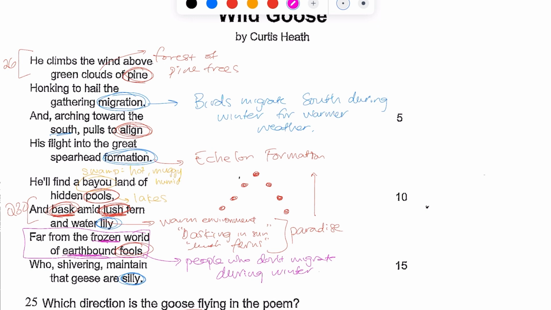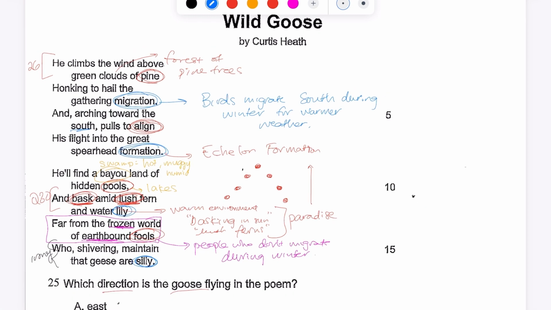So it's kind of ironic here. There's some irony which the author is using to indicate that it's funny how the people who don't migrate call geese silly, but the geese are basking in the sun amid the water lilies and lush fern. So who's being silly here? So again, here's the annotation of this poem.